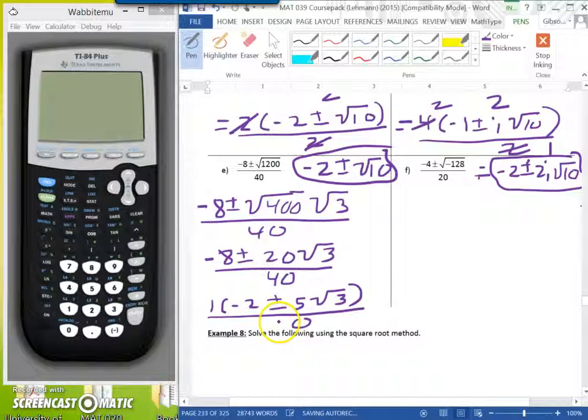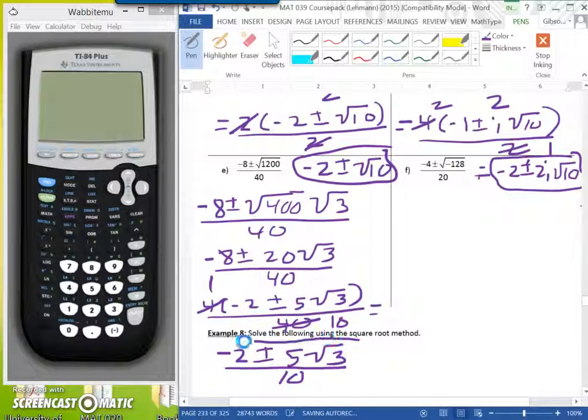For some reason it's not letting me get rid of that 40. So that'll be 40, and we factored out 4 here. So now 4 goes into 4 once, 4 goes into 40 10 times. So our final answer here would be, actually, let me write it down here, negative 2 plus or minus 5 times the square root of 3 all over 10. And that would be the final answer here.